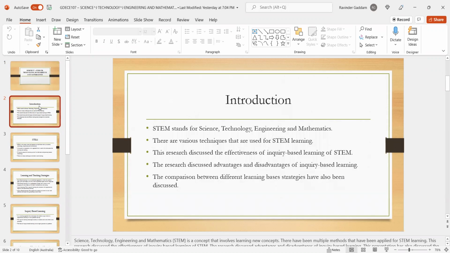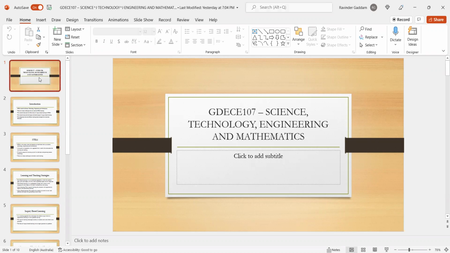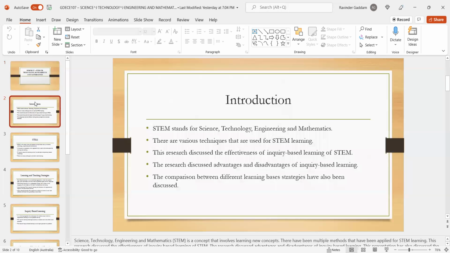Today in my PPT, I am going to explain what STEM is and why STEM concepts are useful in everyday life interactions, especially in early childhood education. In early childhood education, STEM plays an important role, and STEM concepts help children's everyday life interactions. And what is STEM? STEM stands for Science, Technology, Engineering and Mathematics.